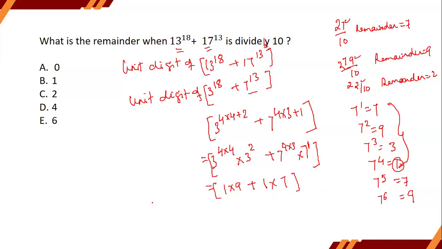So with this, we got the unit digit of 9 plus 7, that is 16, so the unit digit is 6. That's the answer to our question, the remainder when we divide such a big number by 10. So the takeaway is that the remainder when you divide any number by 10 is the same as the unit digit of that number.